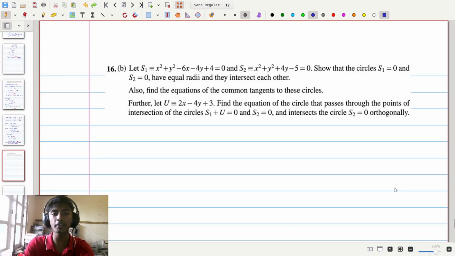2026 A-Level Combined Mathematics Paper 1 Part B, question number 16, Part B. Part A of the same question was discussed in a previous video. Link in the top right. Part B, this question has to do with lines and circles in the Cartesian coordinate plane.